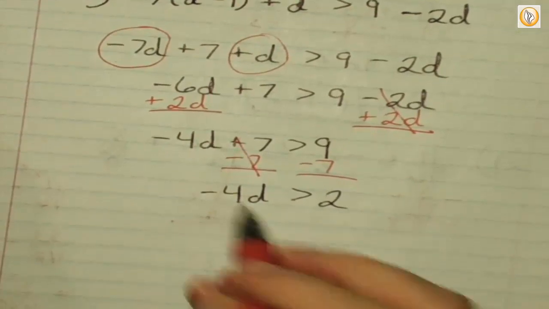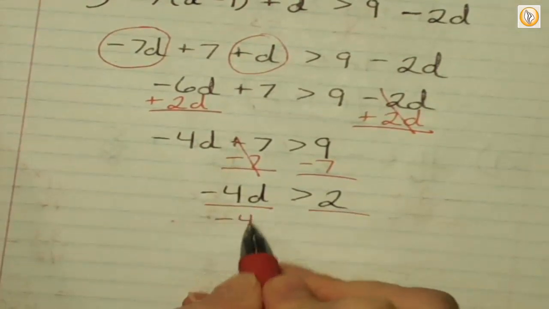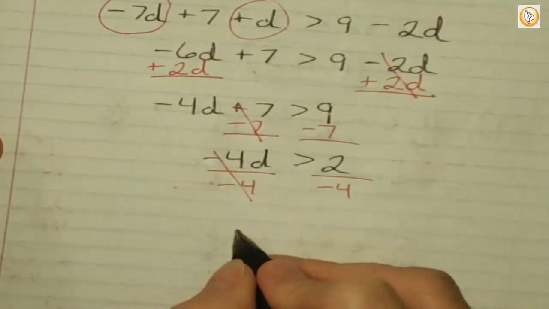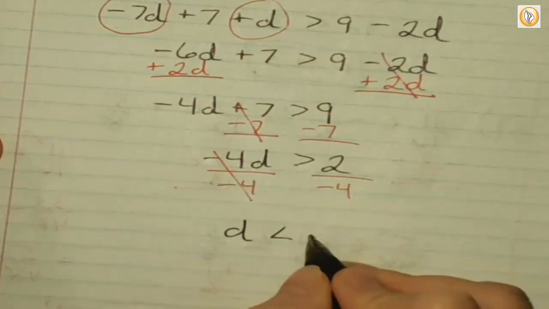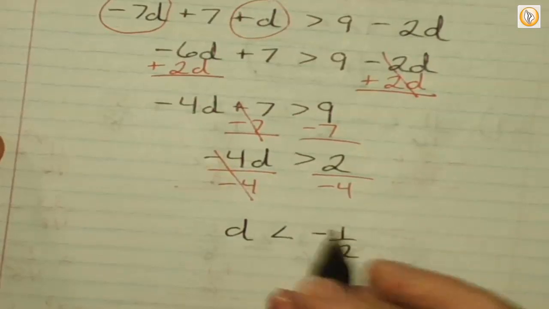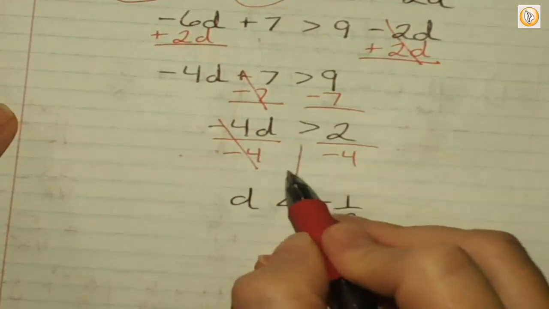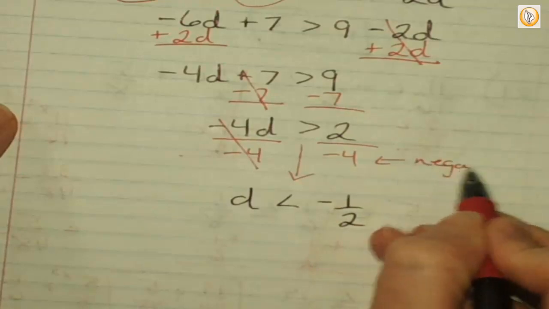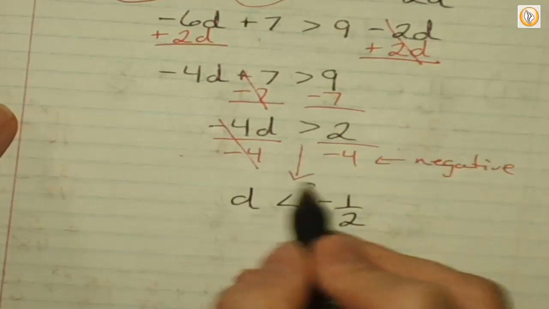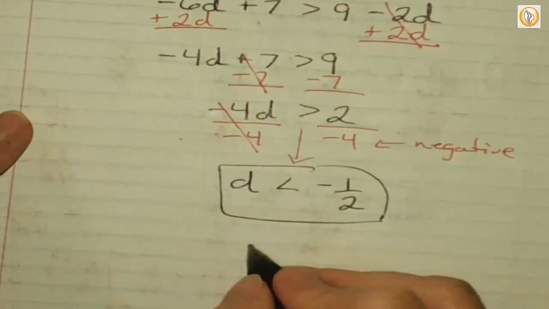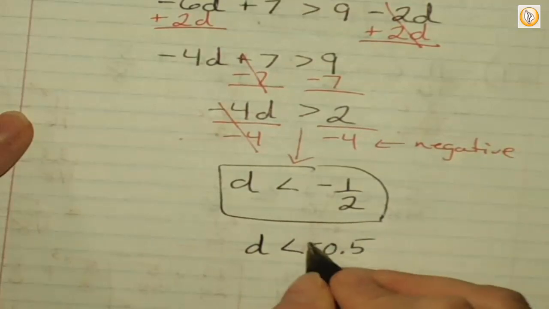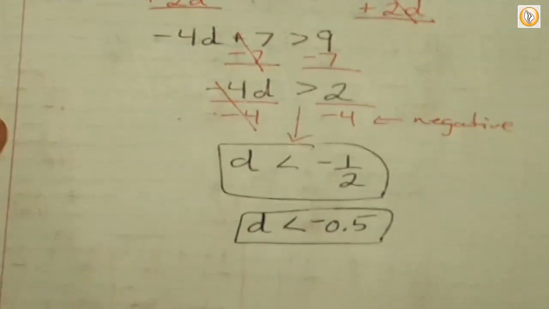Divide -4 on both sides. We're dividing by -4 on both sides. Now what do I get? D is less than -0.5. Look, notice he switched the inequality sign because of this negative. So you could have D is less than -0.5, or like he said, D is less than -0.5. Either one. Good. Any questions?